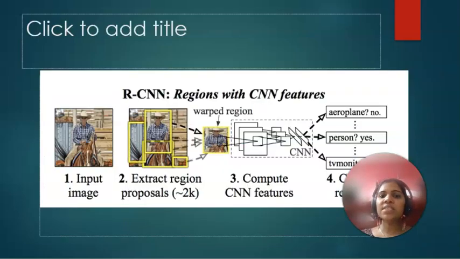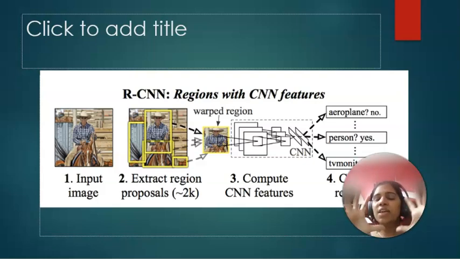So this is the structure or architecture of RCNN: regions with CNN features. First will be the input image. Then we extract about 2000 region proposals. Then we warp the region. Warping the region means we are making it into a square shape. Then we feed this warped region into CNN layers. CNN acts as a feature extractor, and this feature extraction layer is given to the fully connected layer.